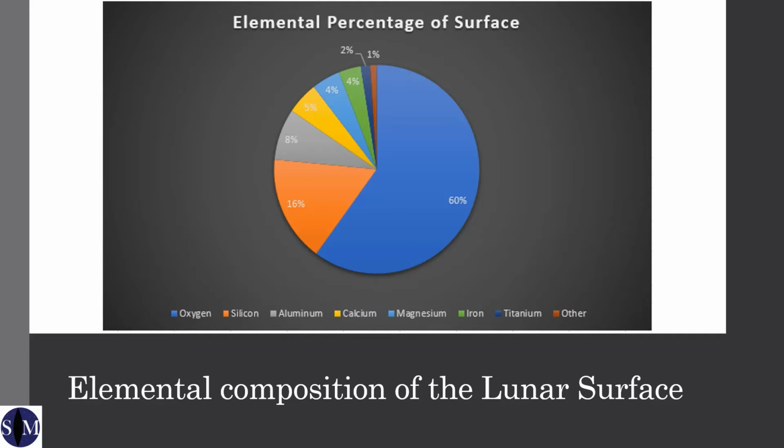So let's start off by discussing the elemental composition of the lunar surface. Here I compiled a pie chart on Excel of the elements that are present. It is important to note that these are the individual elements and not the compounds that they make up. Oxygen is the most prevalent element, composing approximately 60% of the lunar surface. Silicon, aluminium, calcium, magnesium, iron, and titanium also make up a large part of the moon. We'll go into more detail later on in the video when we talk about the materials that make up the lunar highlands and lunar maria and how they differ.